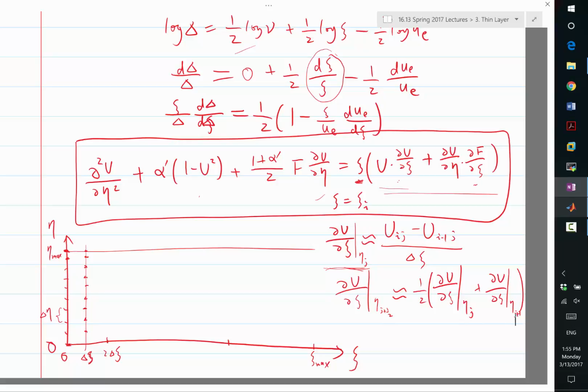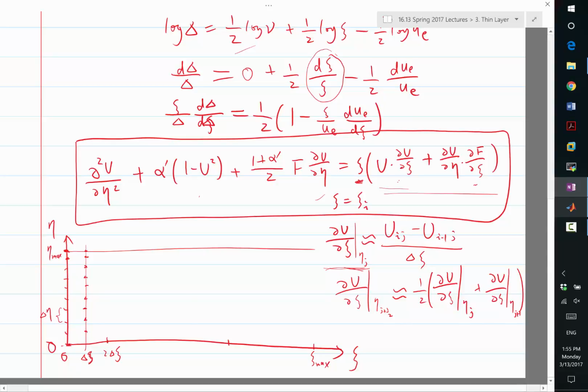Are the boundary conditions still the same as before? Good question. Let's think one by one, right? The first boundary condition is f equal to 0 at eta equal to 0. Is that still the same? Yes, because this bottom is still a streamline, right? The second one is df d eta equal to 0, which is u equal to 0 at the bottom. Still true, right?